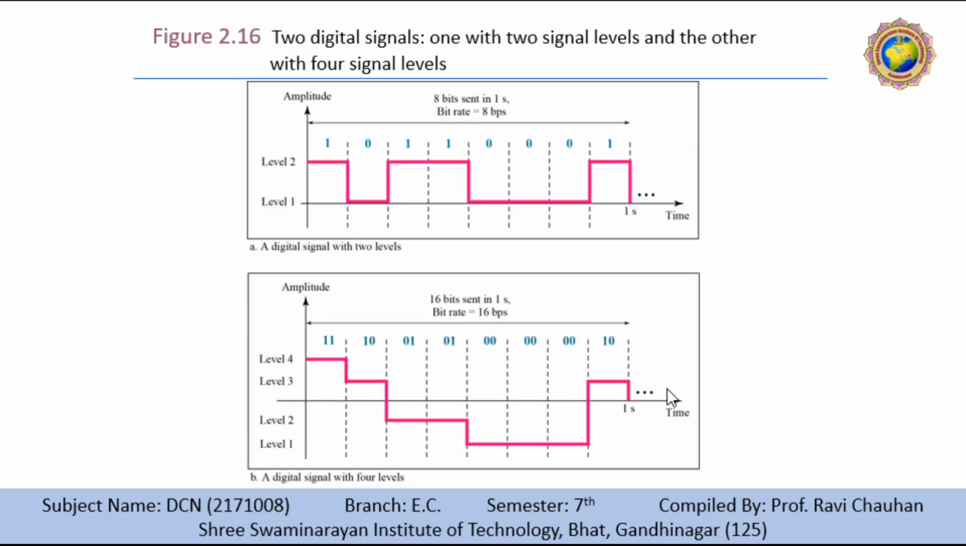A figure shows 2 signals, one with 2 levels and the other with 4 levels, just like this: 1, 2, 3 and 4. So 4 levels are there. We send 1 bit per level in part A of the figure and 2 bits per level in part B of the figure. In general, if a signal has L levels, then each level needs log 2 base L bits.